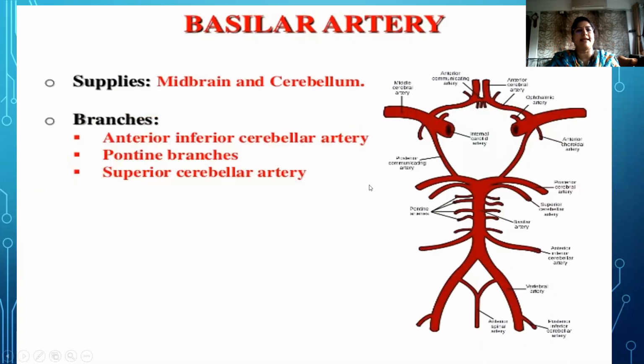So what is the basilar artery? The basilar artery is formed by uniting the two vertebral arteries, and it branches into the anterior inferior cerebellar artery, pontine branches, and the superior cerebellar artery.